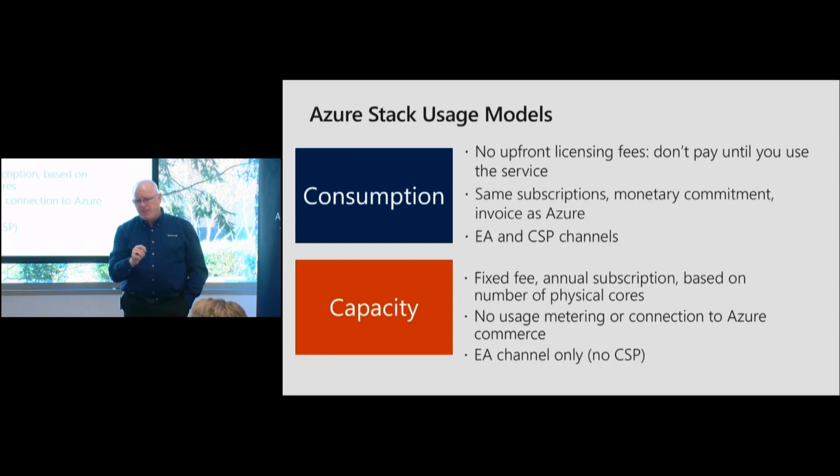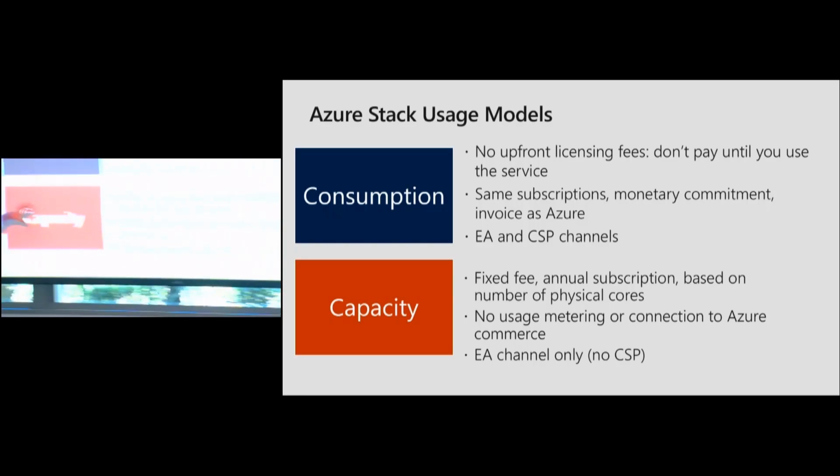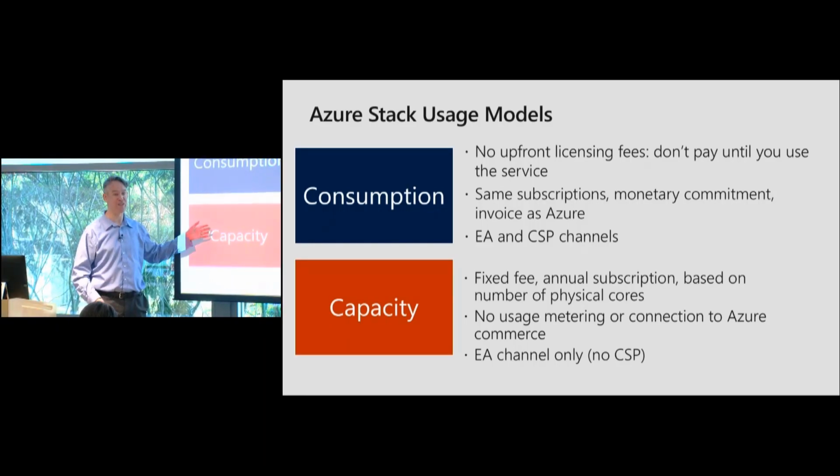So these two billing models, the capacity model, although you can sign up for it if you are connected, doesn't make much sense. So this should be the default position going in. Everyone should use consumption unless they're disconnected.